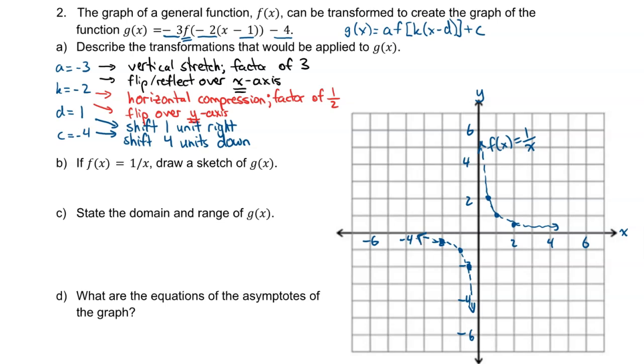Now we're going to graph it just with the a value, the negative 3 applied. So I'm going to take the value 1, 1. That's the easiest one to start with. I'm going to multiply the y value by 3.